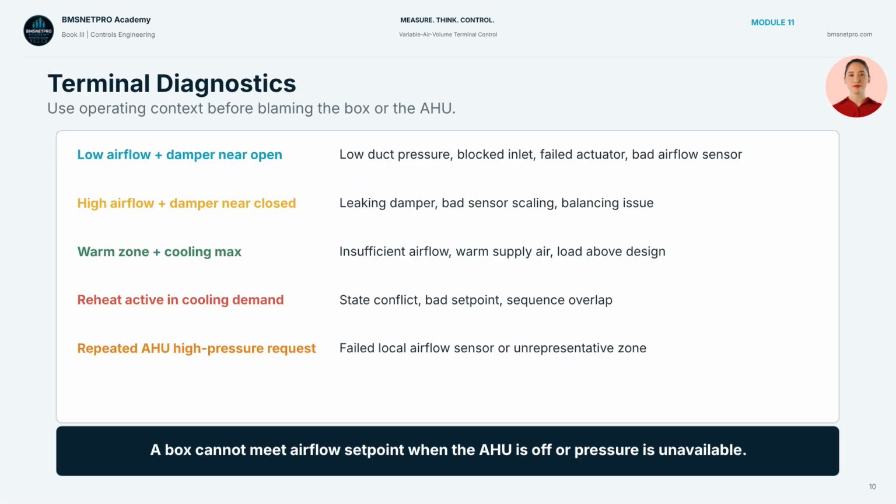Terminal diagnostics must use context. Low airflow with the damper near open may indicate low duct pressure, a blocked inlet, a failed actuator, or a bad airflow sensor. High airflow with a closed damper may indicate leakage, scaling, or balancing problems. A warm zone at cooling maximum may be caused by insufficient airflow, warm supply air, or load above design. Do not blame the terminal or the AHU until the evidence path is complete.